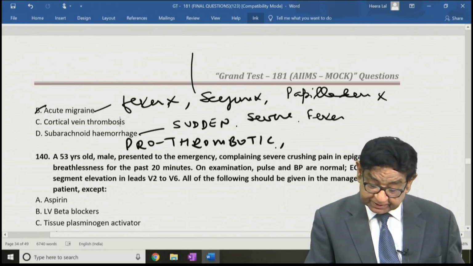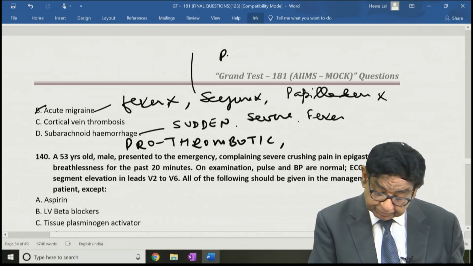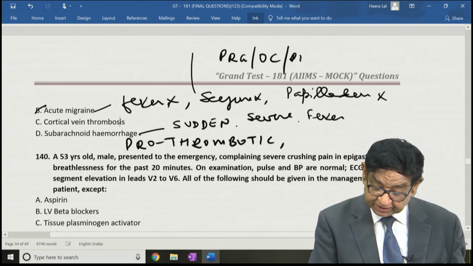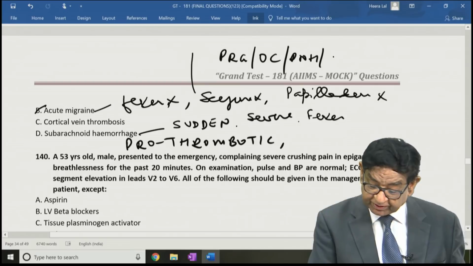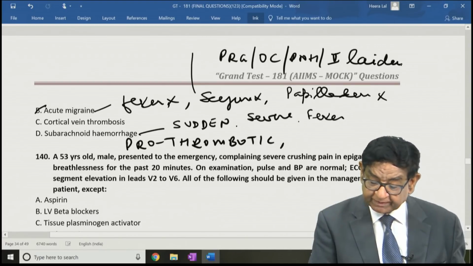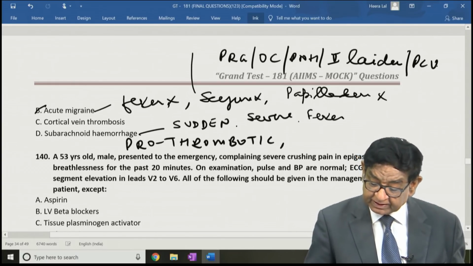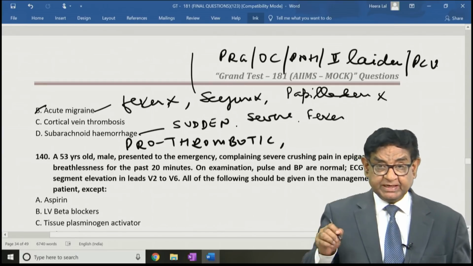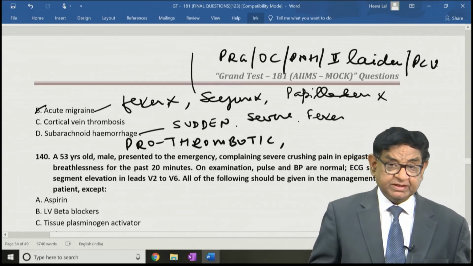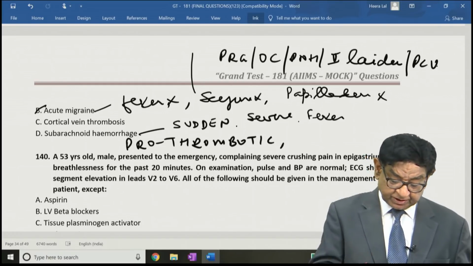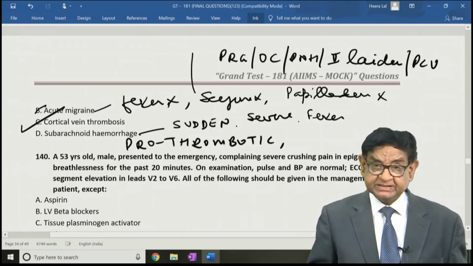Like pregnancy, oral contraceptive pills, PNH, factor 5 Leiden, polycythemia vera, essential thrombocytosis. So anything which can lead to it. And the kind of picture given in the question is the most likely to occur in cortical vein thrombosis. Hence, this is the best answer.